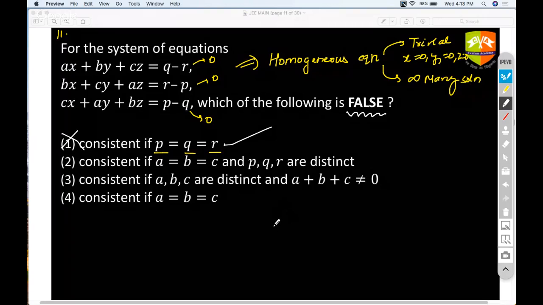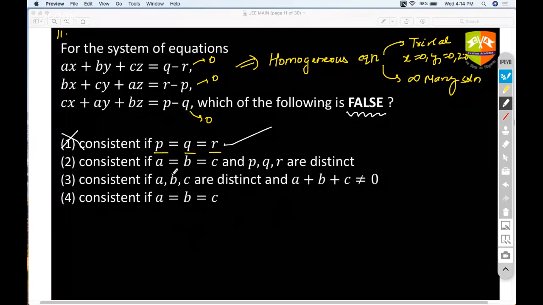Saundarya says option number 4. Again, A equal to B equal to C is not the decider, because if these numbers are all 0, you can have infinitely many solutions for that. So it can be consistent even in case of the fourth.